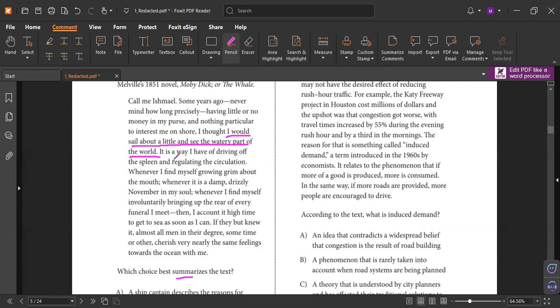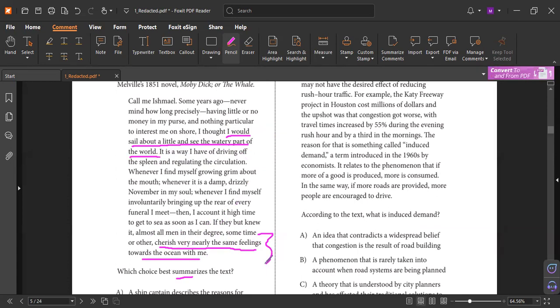Let me help. It's a way that I have of driving off the spleen and regulating the circulation. So you wanted to see the regulating of the circulation. So why not? Could be yes. Again, if they but knew it, almost all men in their degree, some time or other, cherish nearly the same feelings towards the ocean with me. So this means he wanted to go to share the same feelings.